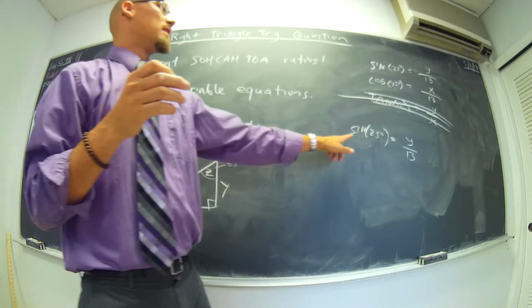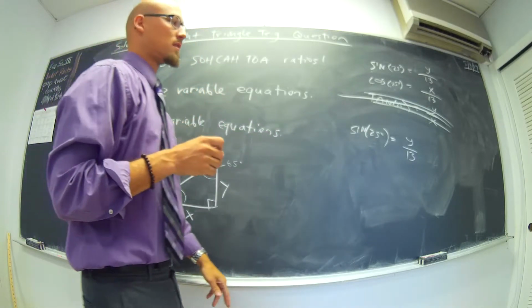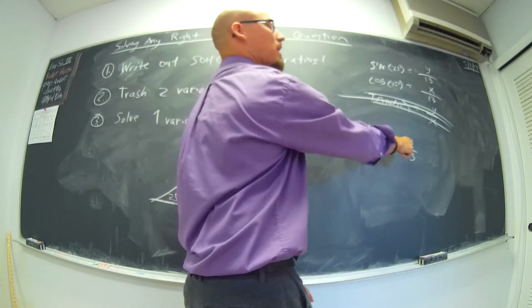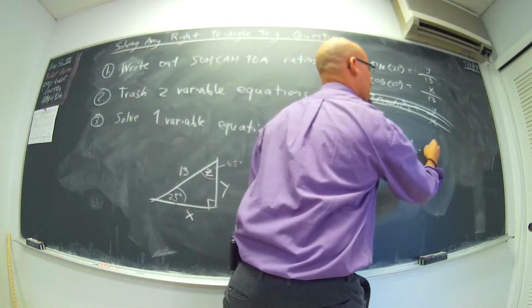Sine of 25, this is just a number. Don't be scared of it. Just treat it like a number. So how do we get y by itself? Multiply both sides by 13. I'm going to multiply both sides by 13.